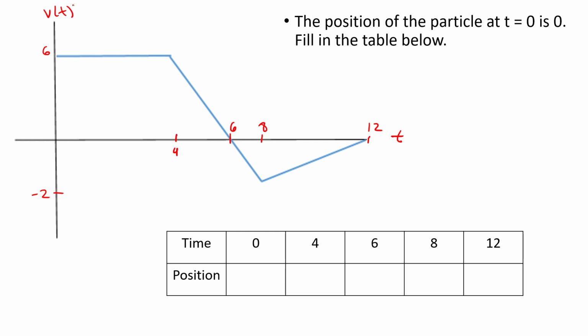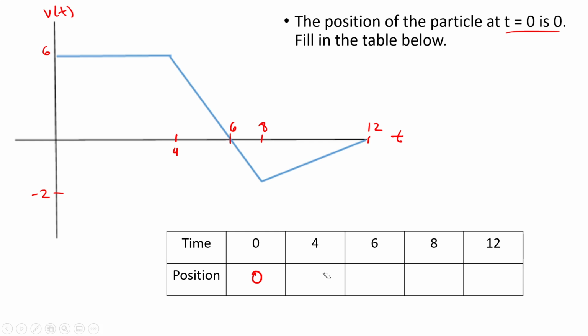So here's a question that I have seen on the UConn test. I've seen things on the AP test that are like this. They tell you the position of the particle at time 0, okay, is 0. And they want you to fill in the table. So we can start by filling in. We know the position at 0. The question is, where is it at time 4?